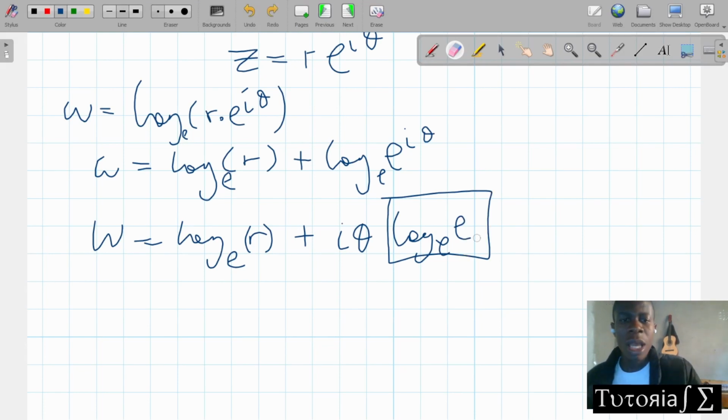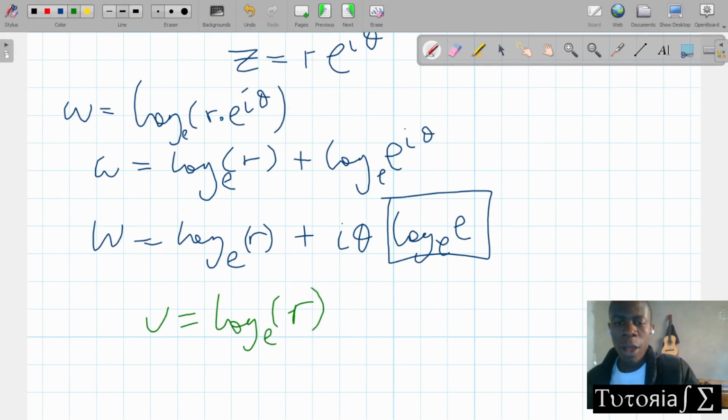Okay, so now this is basically 1, so it is cancelled, meaning that this is our real part and this is our imaginary part, meaning that our U will be equal to log of R to base E, and our V will be equal to theta, right? And we want to show that this function is analytic. So remember our Cauchy equations.